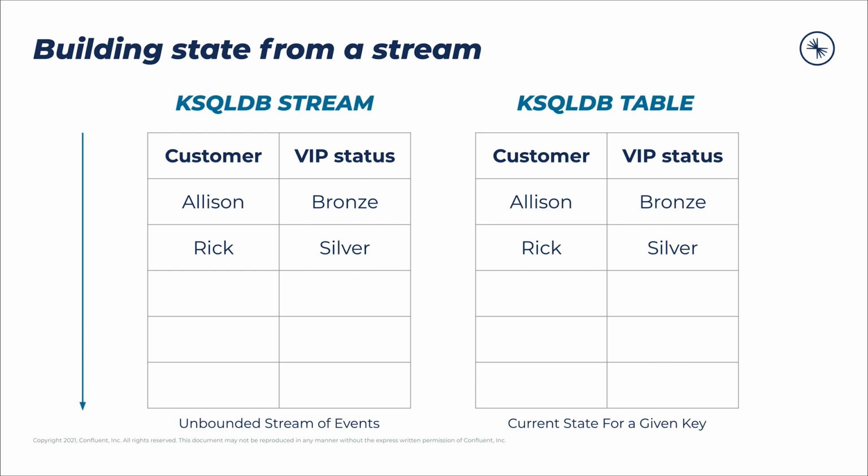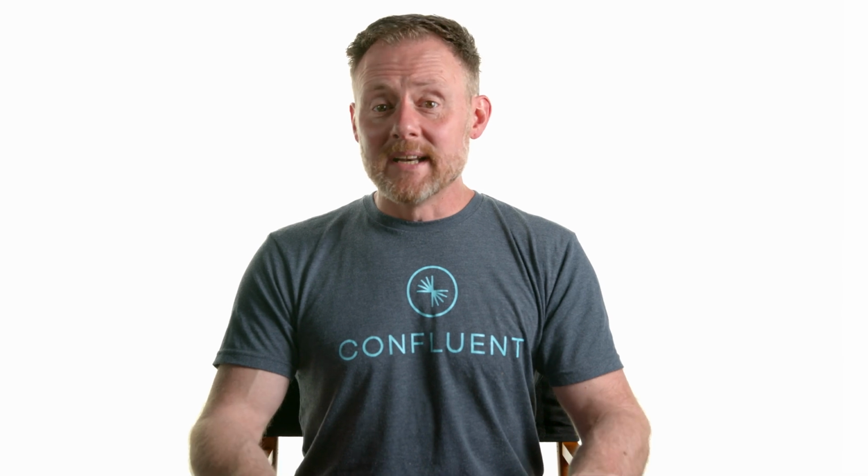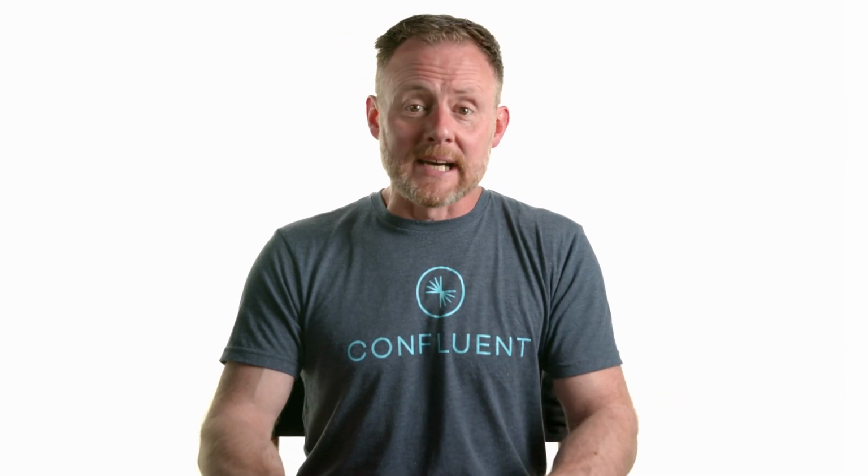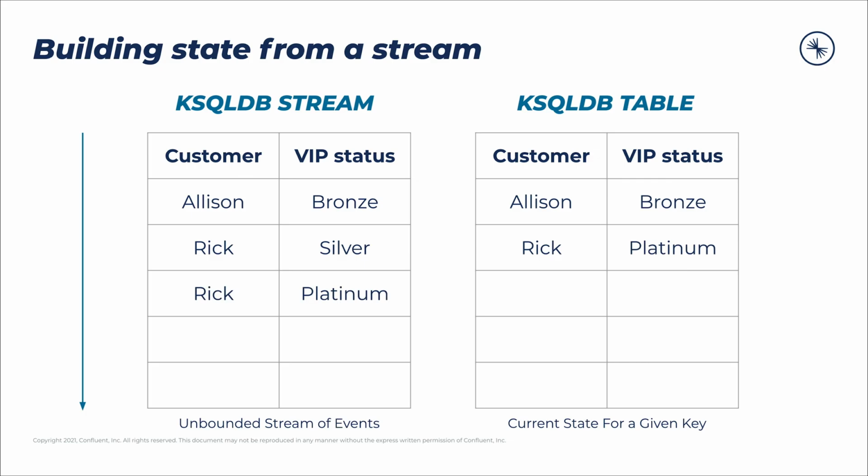Well, let's keep going. So, now we get another update. There's probably literally a SQL update to the source database. Kafka Connect picks it up, writes it to the topic. Well, it looks like Rick is platinum now. I don't know who he knows, but there you go. He's platinum. And that message is now in the stream because it's a new event.